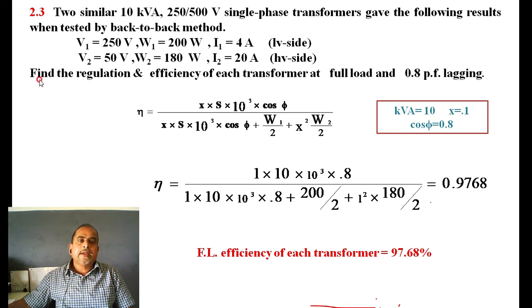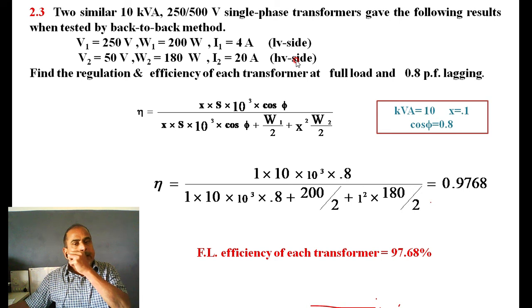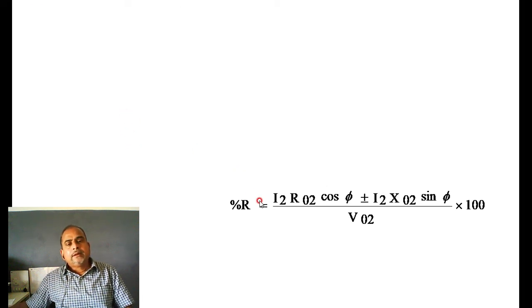The next important thing is to find the regulation. For finding the regulation of the transformer, you have to find out the equivalent resistance and the reactance. Here the reading is given corresponding to the HV side, that is the secondary side. Therefore, from this test data you get RO2, XO2 and ZO2 referred to the secondary side only. How are we proceeding with that? That is the regulation equation.